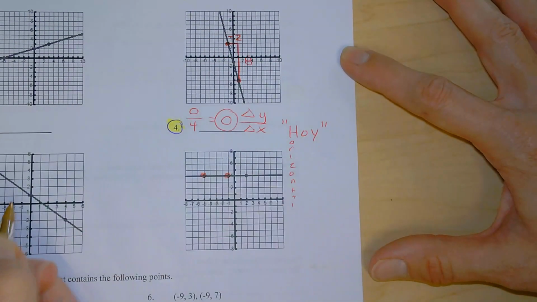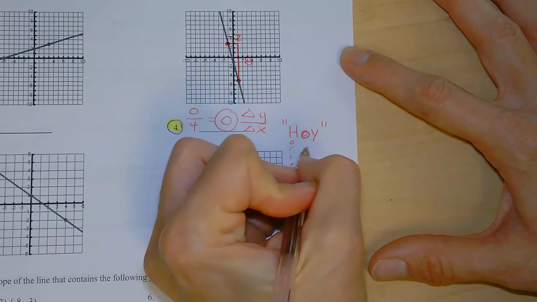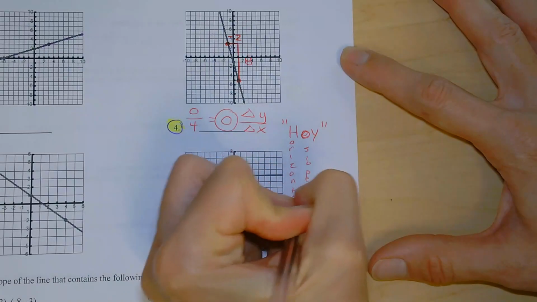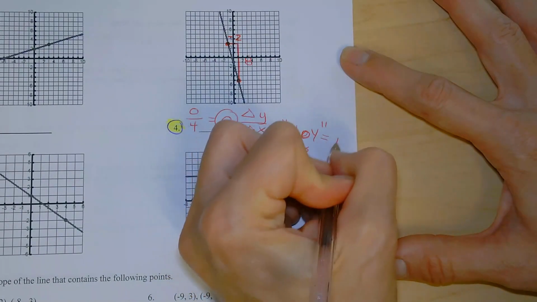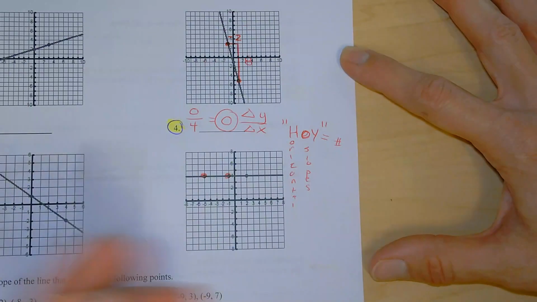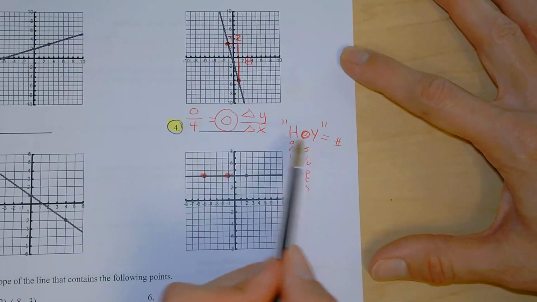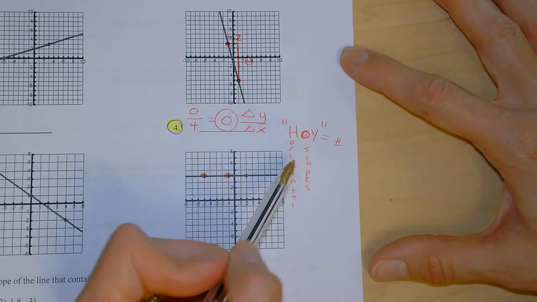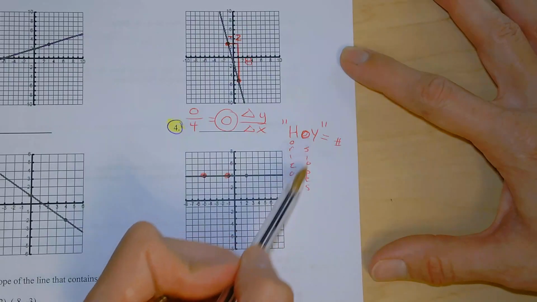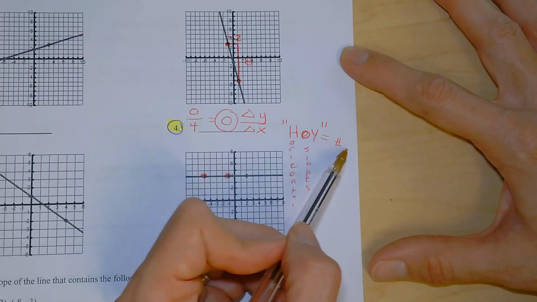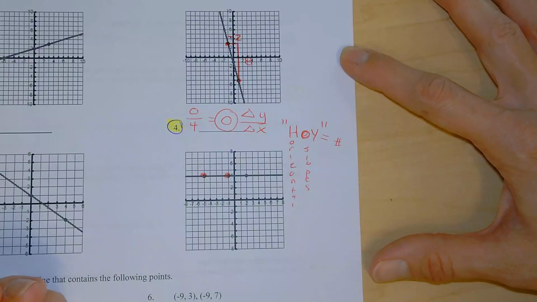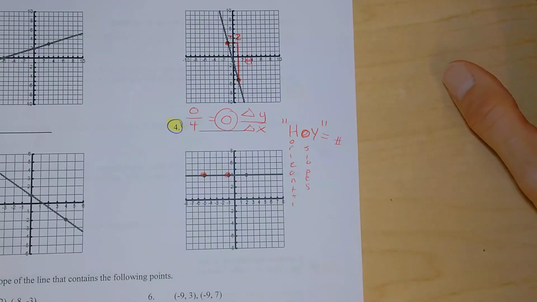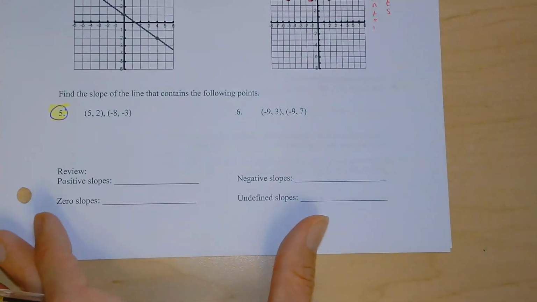So horizontal lines have 0 slopes, and their equations are y equals a number. So when you see HOY, that's a pneumonic word. That means you have a horizontal line with a 0 slope, and the equation is y equals a number. So I use HOY, and then you'll also have VUX, which I'll show you what that is in just a second.